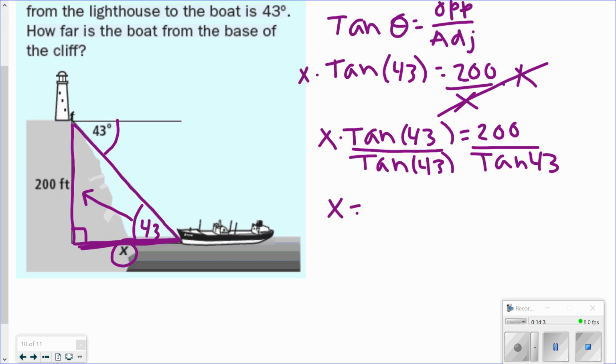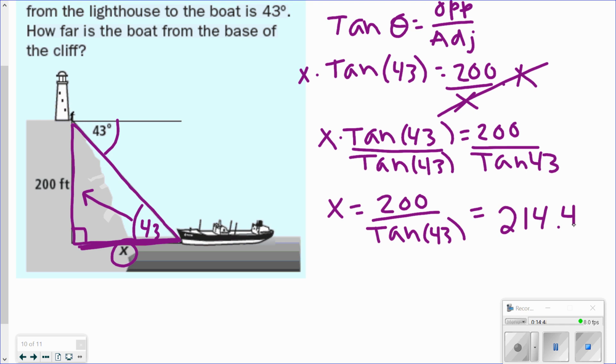So x is equal to 200 divided by tan of 43, and this is just a number, so I'm going to plug it into my calculator, and when you do so, you get 214.47 feet. What does that mean? Well, it means that the boat is 214.47 feet away from the cliff.